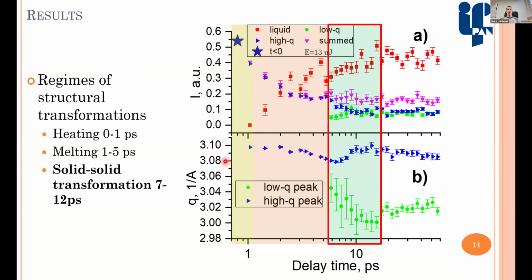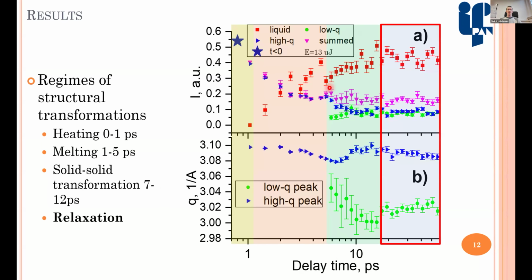Next is the region of solid-solid phase transformation, where we observe the appearance of an additional Bragg peak. The intensity of the high Q peak decreases, and the intensity of the low Q peak increases, but it should be noted that the summed intensity of these peaks almost doesn't change. Also some melting continues due to heat transfer into the depth of the layer. After that, we observe only slow changes, a relaxation region.